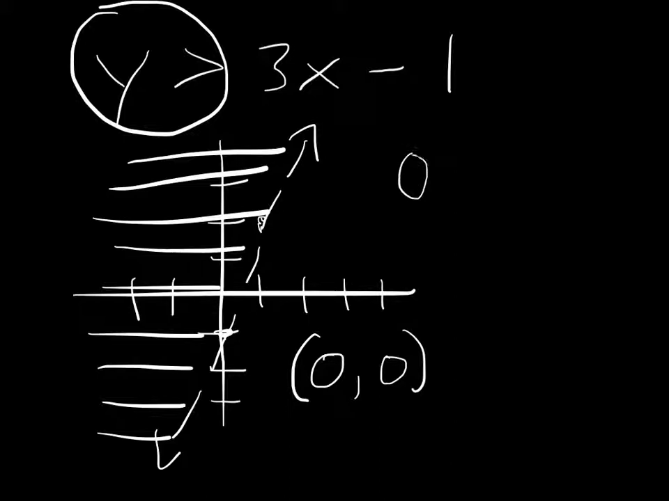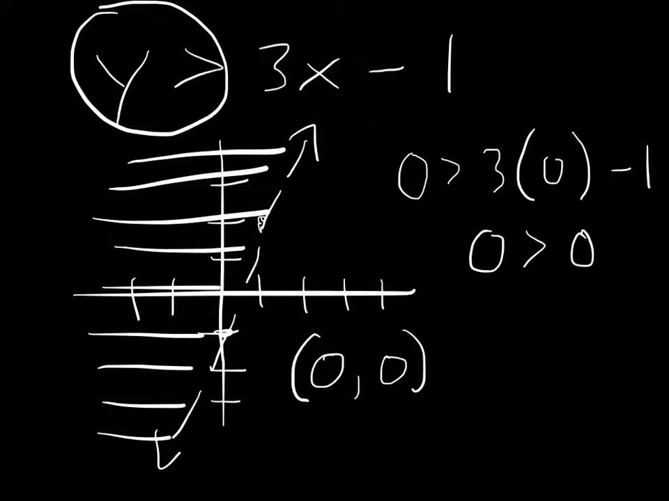So we plug in a 0 for y greater than 3 times 0 minus 1. Well, 3 times 0 is 0. So we'd get 0 is greater than 0 minus 1. And then we'd get 0 is greater than -1, which I'm pretty sure is true, which means we shaded the right portion of the graph. Now, you can always do a test point like that if you'd like, but it should be pretty easy to tell just from the top or the bottom of the graph based on the greater than or less than.